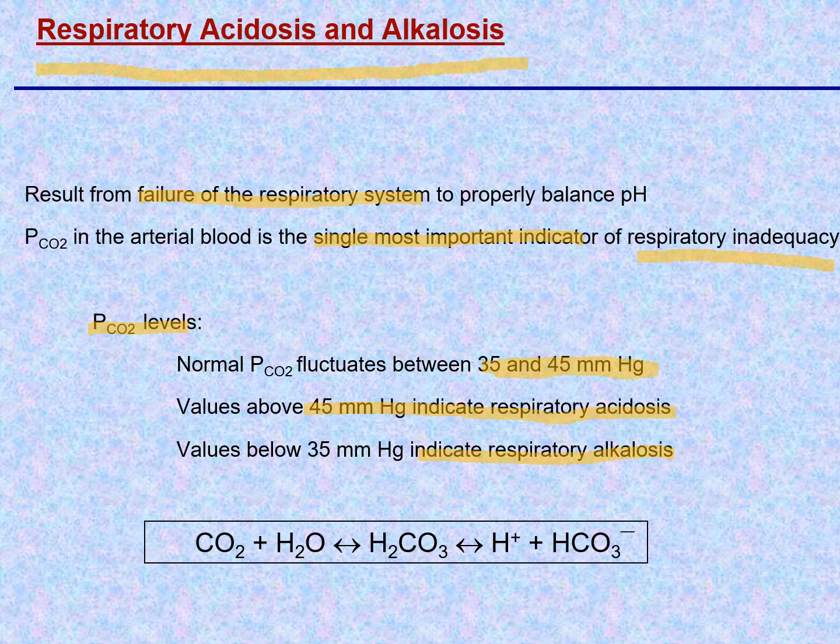I would remind you that when CO2 is high, as indicated here, then this equation moves from left to right. And so what you get is an accumulation of hydrogen ions. So hydrogen ion levels are rising and you get acidosis. So this is respiratory acidosis.